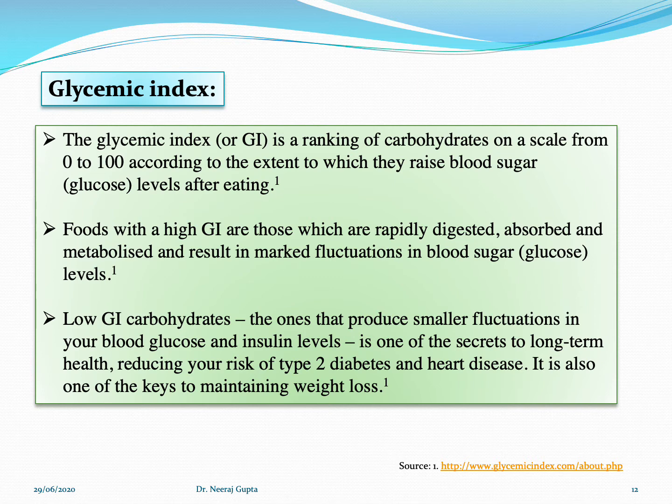Foods with a high GI are those which are rapidly digested, absorbed and metabolized, and result in marked fluctuation in blood sugar or glucose levels. Low GI carbohydrates are the ones that produce smaller fluctuation in your blood glucose and insulin levels, and this is one of the secrets to long-term health, reducing your risk of type 2 diabetes and heart diseases. It is also one of the keys to maintaining weight loss.